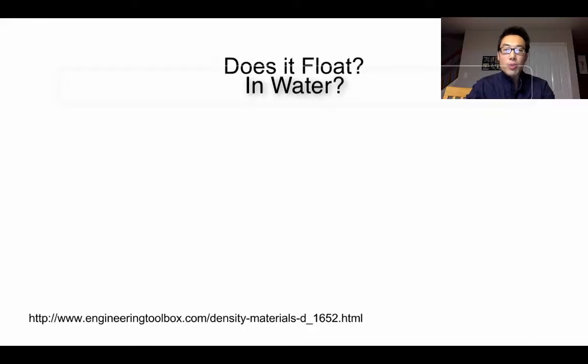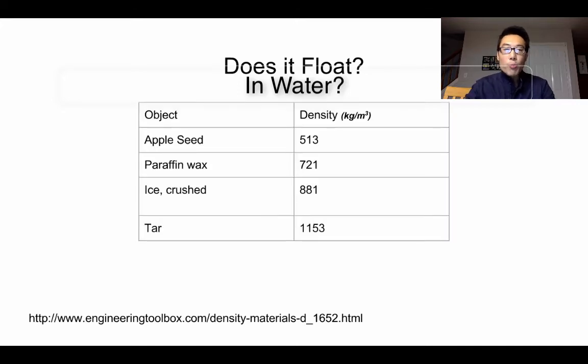All right, now that we solved that problem, let's do a little game called Does It Float? Now, all of these values are found on the Engineering Toolbox, a public tool that you can use as well. So we have an apple seed with a density of 513 kilograms per meter cubed.